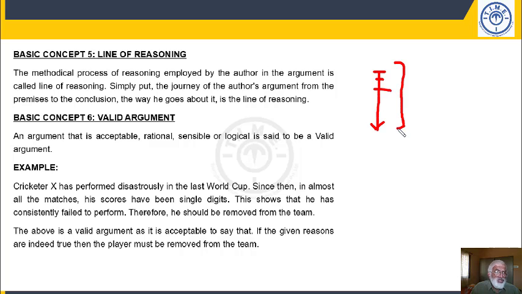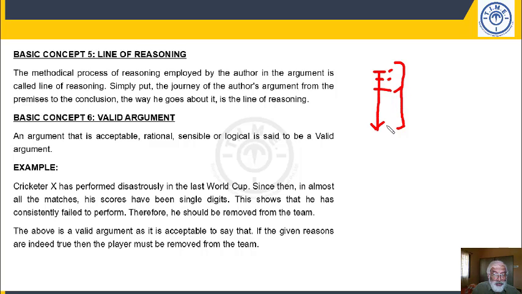Now, for instance, if we have this: cricketer X has performed disastrously in the World Cup. Since then, in almost all matches, his scores have been single digits. This shows that he has consistently failed to perform. Therefore, he should be removed from the team, which means I have got a flow here. I've got this and this as bits of information which are chronological. And then it leads to a certain understanding that I've arrived at, which is he has consistently failed to perform.